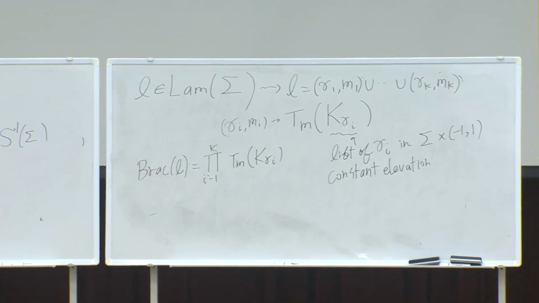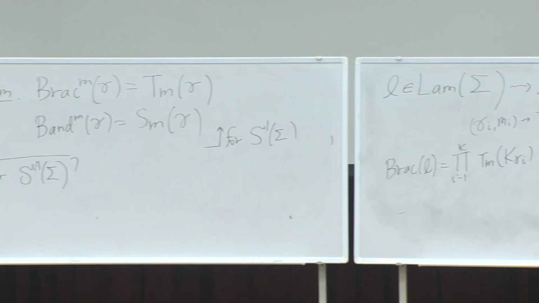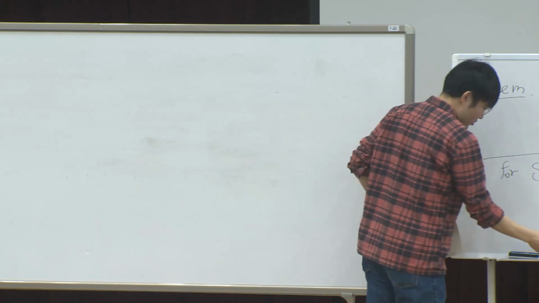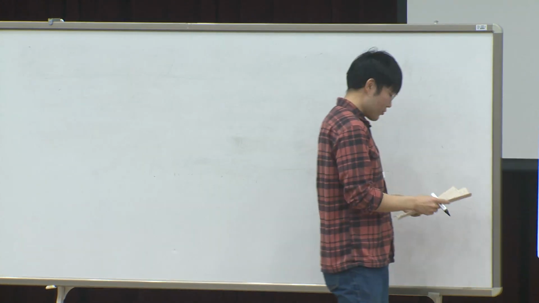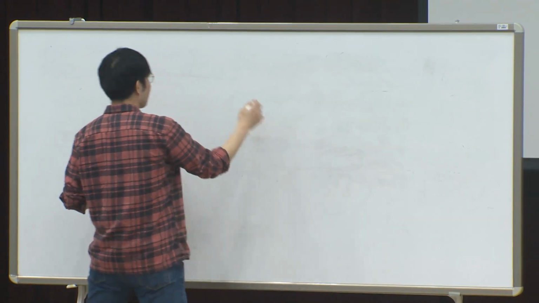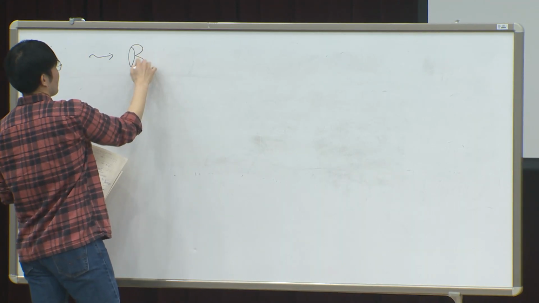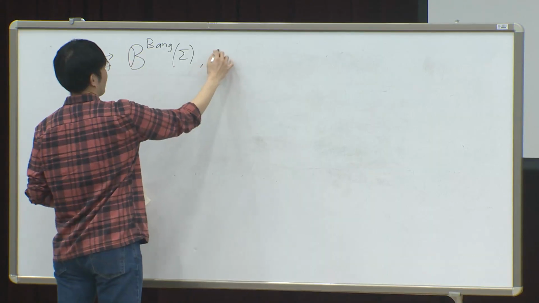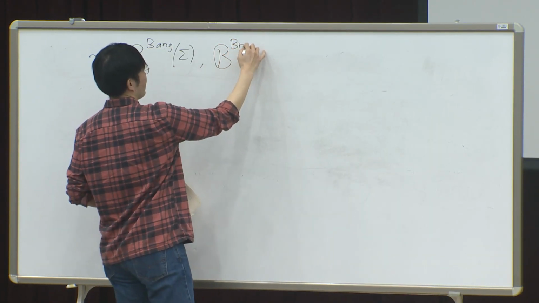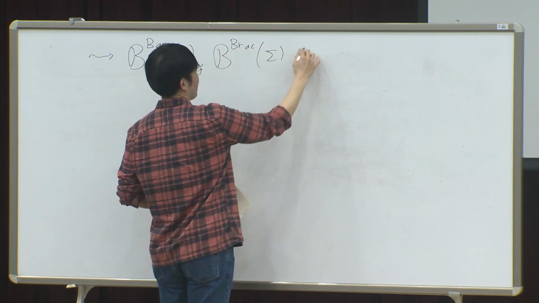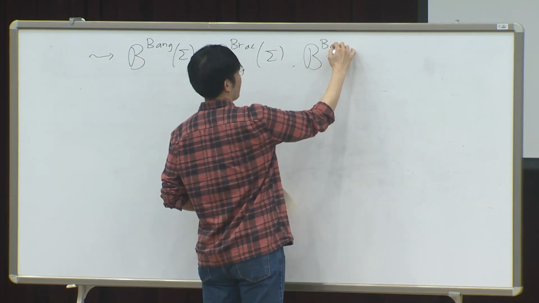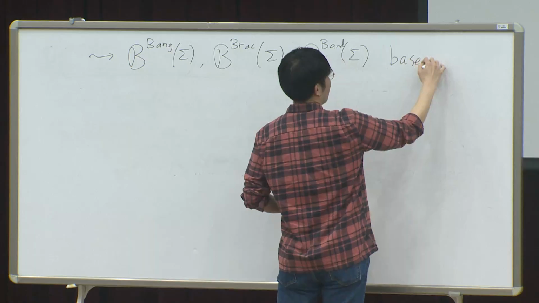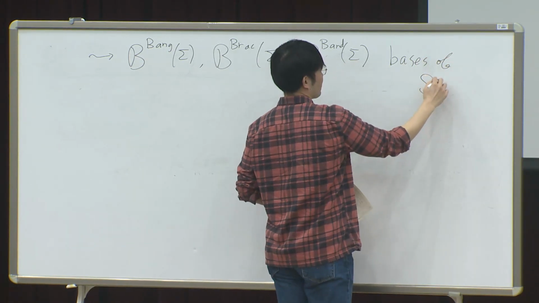So now you have 3 bases, and then I have to tell you why we have to consider not just Bangle's bases, but these other 2 bases. But anyways, you get bangle, bracelet, band as bases of the quantum skein algebra.